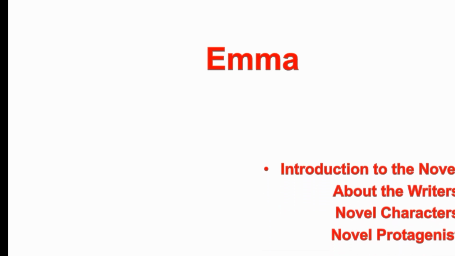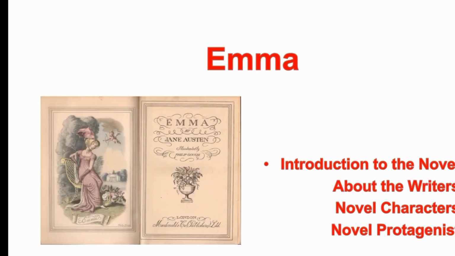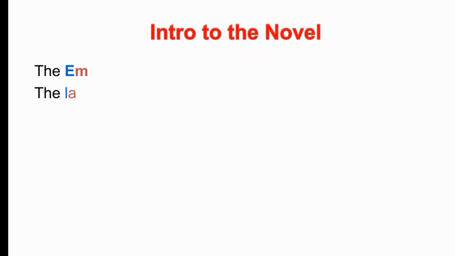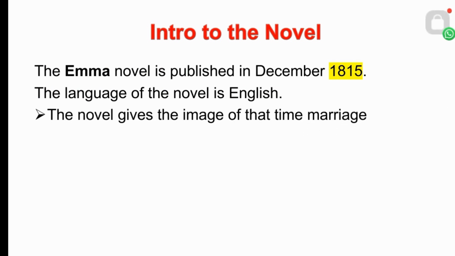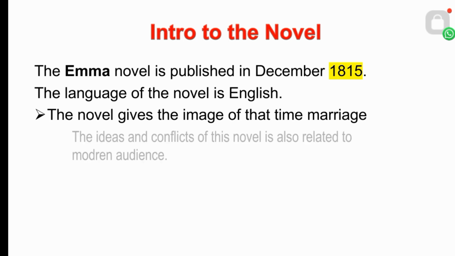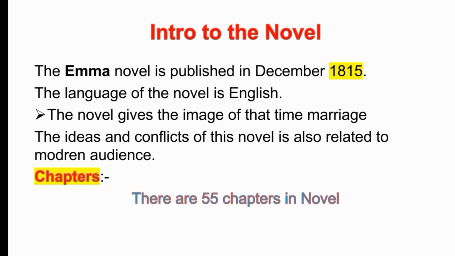In this video, I will discuss the character of this novel, the theme, writer, and protagonist of the novel. The Emma novel was published in December 1815. The language of the novel is English. The novel gives the image of marriages of that time. The ideas and conflicts of this novel are also relevant to the modern audience.